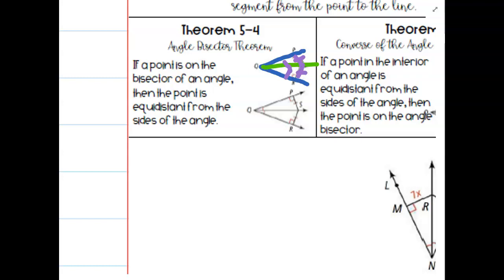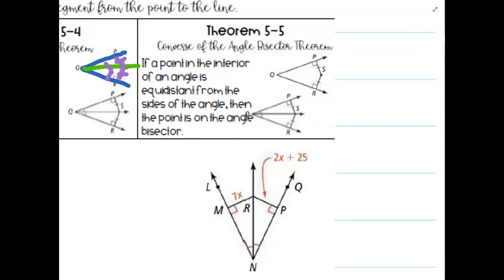Okay? And then theorem 5.5 just does the opposite. So it starts with, okay, I have an angle, and in this angle, I have a point on the inside. Anywhere on the inside, okay? It doesn't have to be right there. It could be right here. It could be right here. But I've got this angle, and I've got a point on the interior, on the inside of the angle. If this point is equidistant from both sides, this point has to be on the angle bisector. So just kind of going the opposite direction, okay?